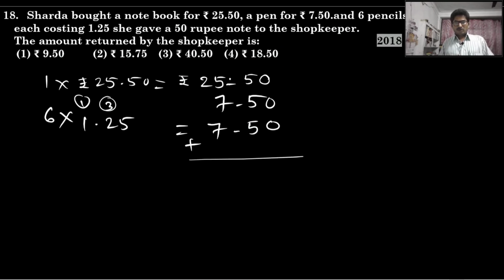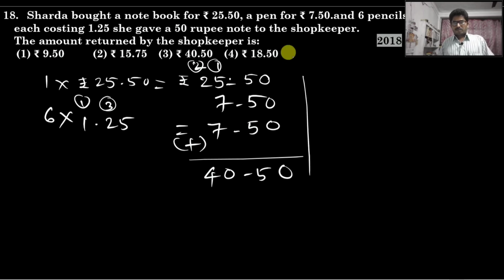So total how much for this? 40 rupees 50 paise. She gave a 50 rupee note to the shopkeeper. So how much is returned? By observing we can identify 9 rupees 50 paise.